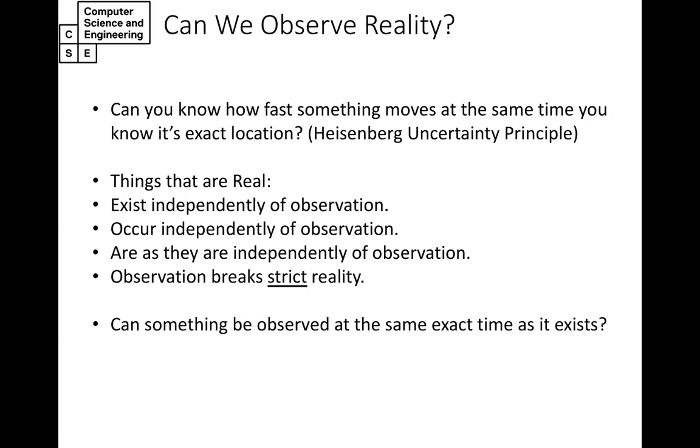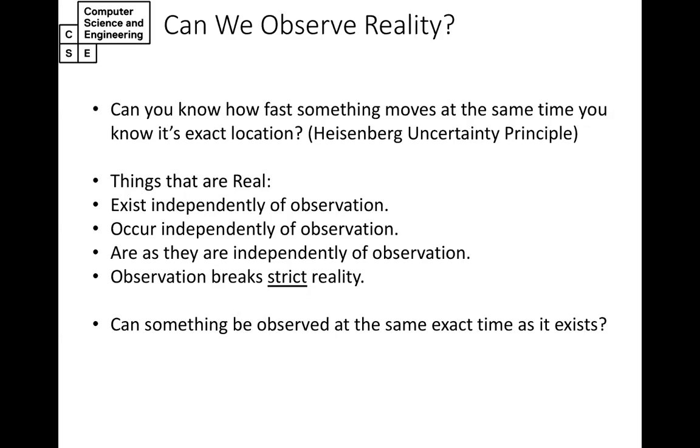You can't know how fast it's going, because to know how fast something's going, you need to know the change in position over time. So if you know at some point in time, right now, where something is, in order to calculate how fast it's moving, you need some amount of displacement in position over time. And so if you now have some amount of displacement, then you don't know exactly where it is. That's basically the non-quantum mechanics version of it.